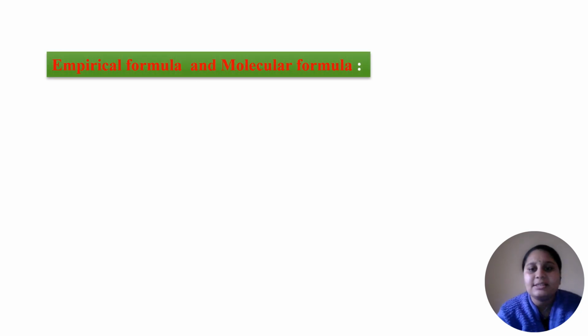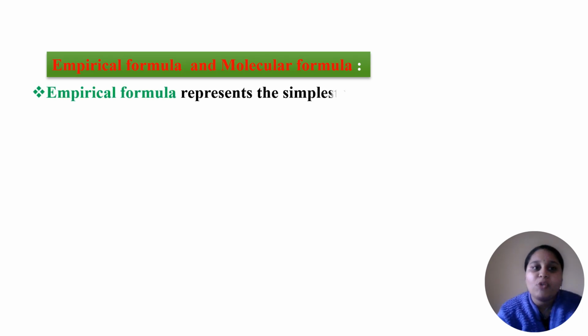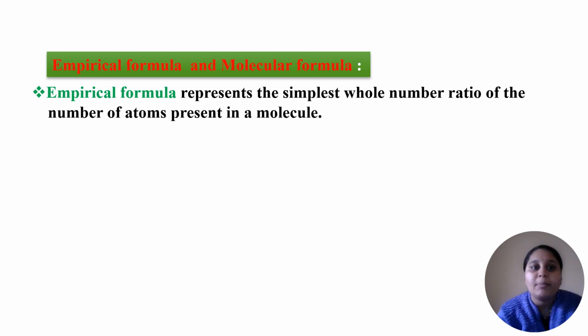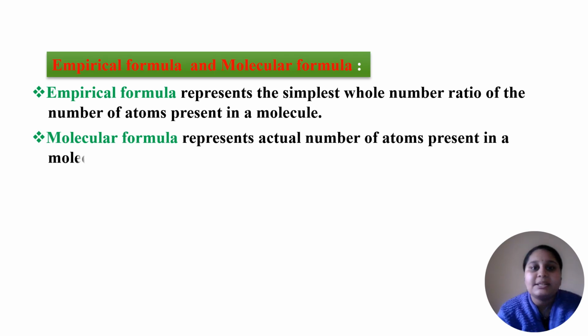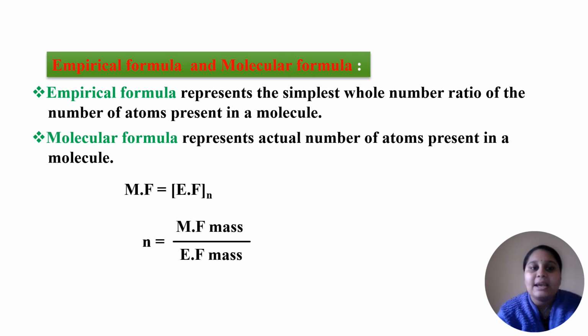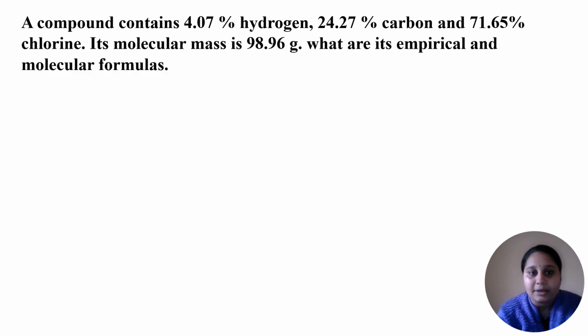So the next is empirical formula and molecular formula. The empirical formula represents the simple whole number ratio of the number of atoms present in a molecule. The molecular formula represents the actual number of atoms present in a molecule. Molecular formula is the empirical formula multiplied by n. n is the molecular formula mass divided by the empirical formula mass. If we divide, you get some whole number, that is the n.